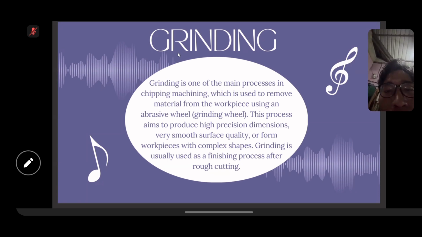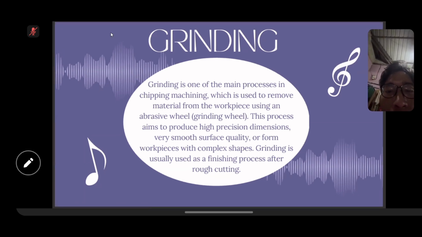Okay, and I will explain grinding. Grinding is one of the main processes in chipping machining, which is used to remove material from the workpiece using an abrasive wheel (grinding wheel). This process aims to produce high precision dimensions, very smooth surface quality, or form workpieces with complex shapes. Grinding is usually used as a finishing process after coating.